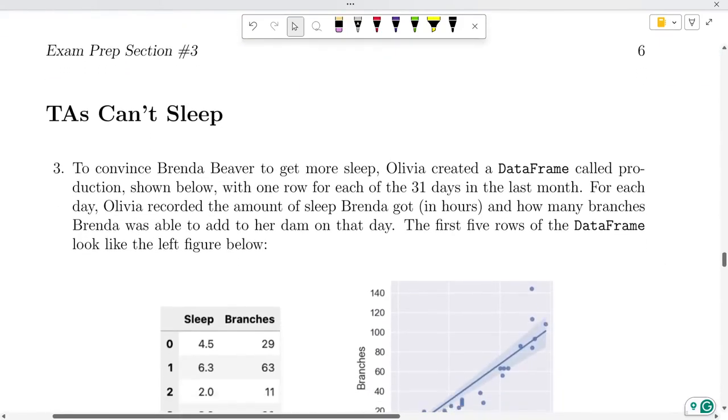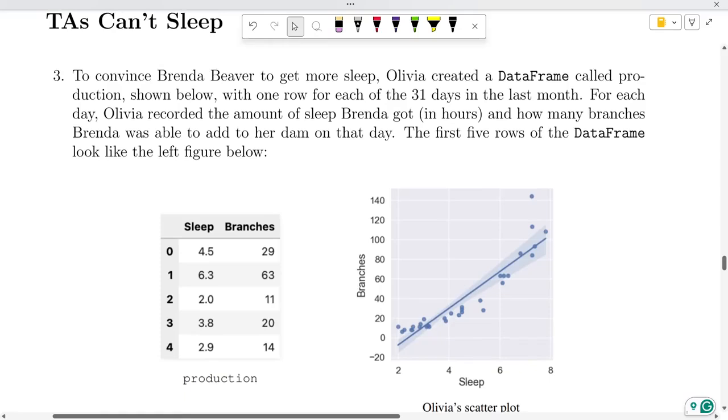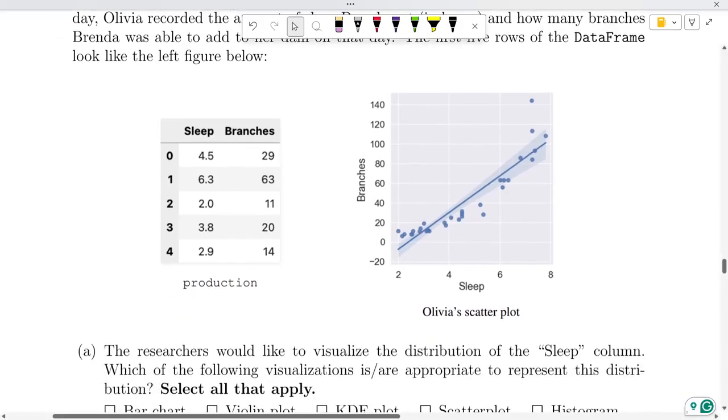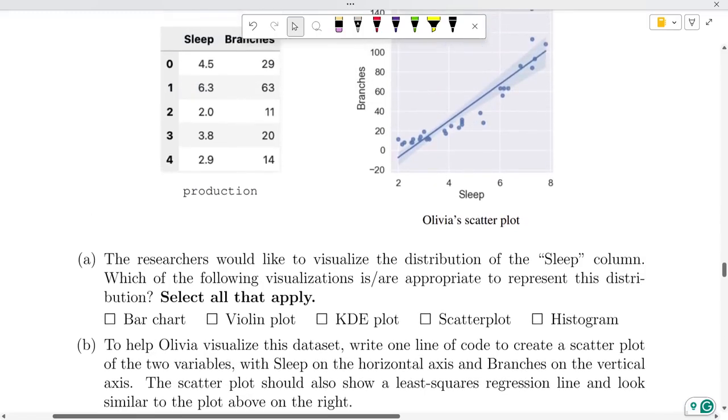Now, TS can't sleep. So, well, factually we can, but this is the problem that we're dealing with. So let's talk about it. To convince someone to get more sleep, Olivia created a data frame called production, shown below. And now we have each row for 31 days in the last month about how many hours they sleep. It looks a little concerning. But, let's say that the subpart A, the researchers would like to visualize the distribution of the sleep column. Which of the following visualizations are appropriate?